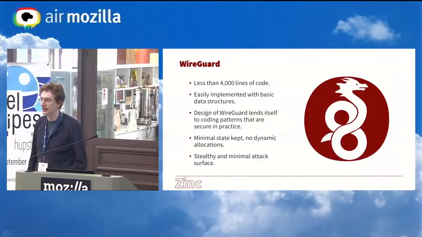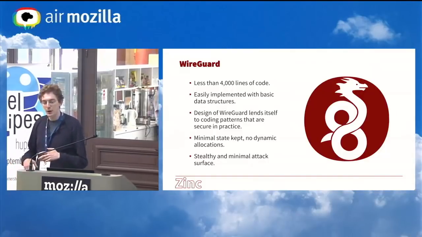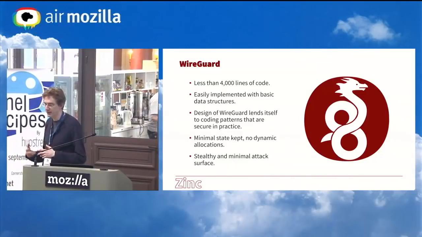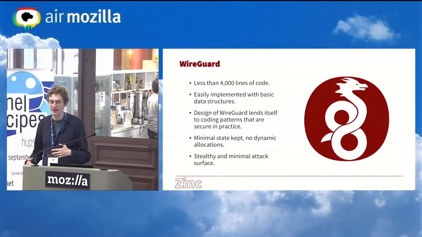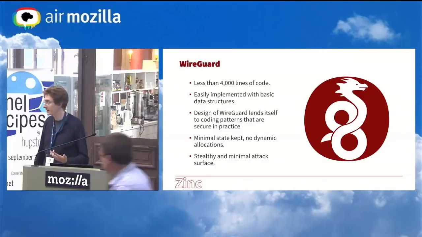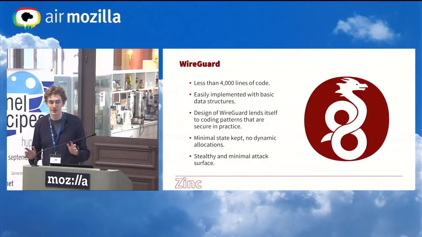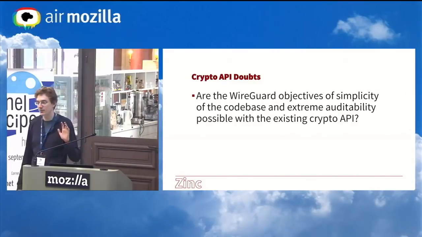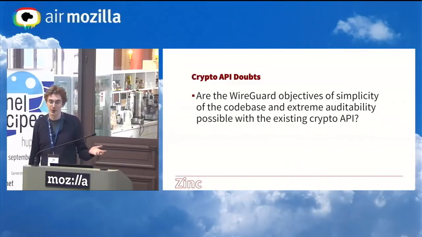WireGuard has some strange design goals for the kernel. Trying to be really short, trying to be implementable with basic data structures. The design of WireGuard is meant so that you can implement it with really simple code constructs, and that the best coding practices come naturally from the requirements of the protocol. There's minimal state that's kept, and we don't do any dynamic memory allocation in the fast path for packets. And we want a stealthy and minimal attack surface. So the big question with this is, can these objectives be accomplished with the current crypto API?